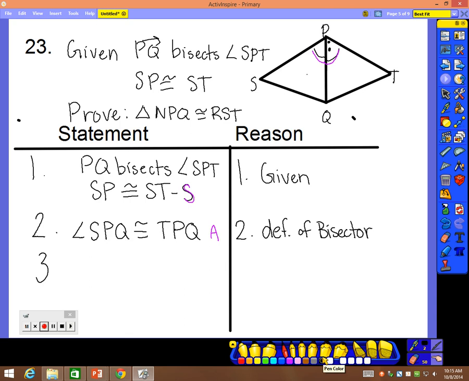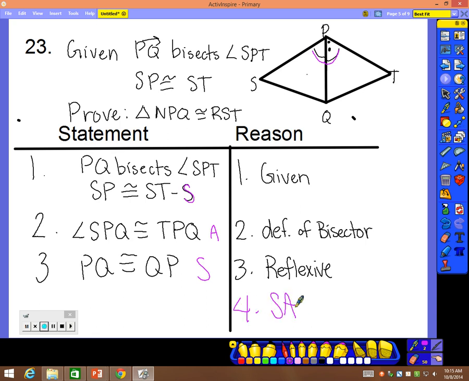My third step I wanted to show was that PQ was congruent to QP, and that was reflexive. That's my other side, so I've got side, angle, side. And according to that, that is proof that these two triangles are congruent. So I can say triangle SPQ is congruent to triangle RST.